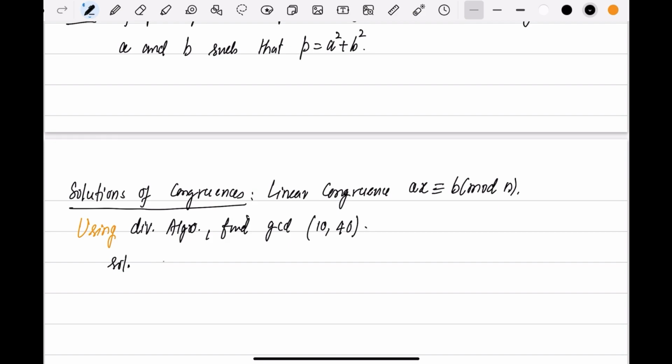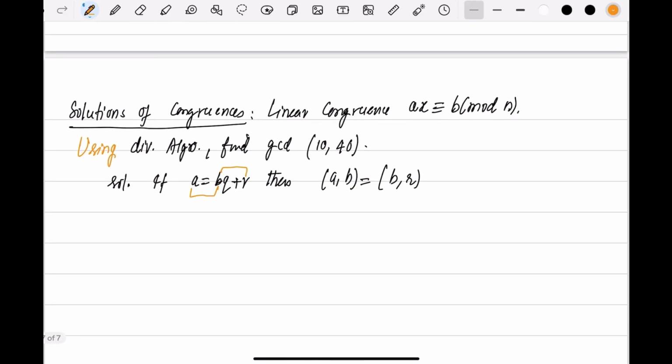Here we remember one property of the division algorithm. If a is equal to bq plus r, then the GCD of a comma b is the same as the GCD of b comma r. That is the property of the division algorithm that we will use to find the GCD of 10 and 46. We divide 46 by 10. The quotient will be 4 and the remainder will be 6.